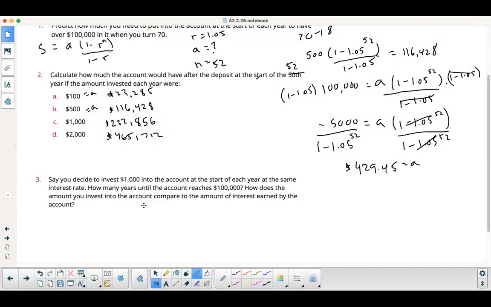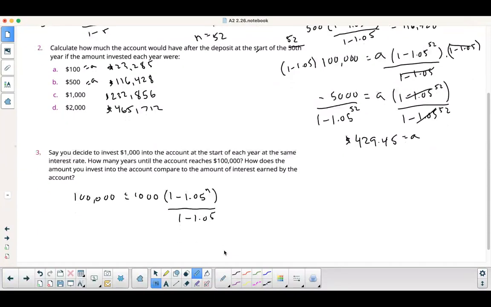So let's take a look at this one here. We want it to equal 100,000. So that's my S. My A is 1,000. We have the 1 minus 1.05. This time we don't know how long, so my N is going to go up there. And then it's 1 minus 1.05. So we got to do a little bit of work here.